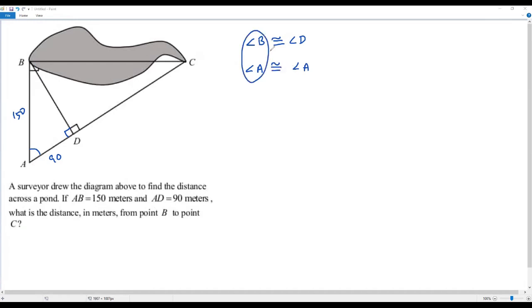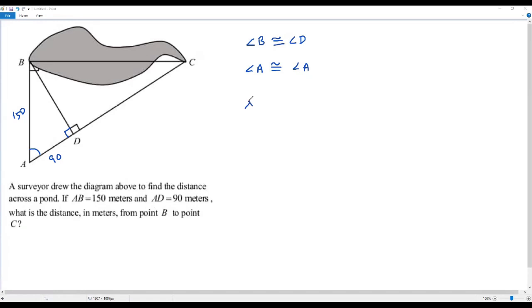Okay, these are the two interior angles of the bigger right triangle ABC, and these are the two interior angles of the smaller right triangle ABD. Since the two interior angles of the bigger right triangle ABC are congruent to the two interior angles of the smaller right triangle ABD, by angle similarity postulate, the two right triangles are similar.